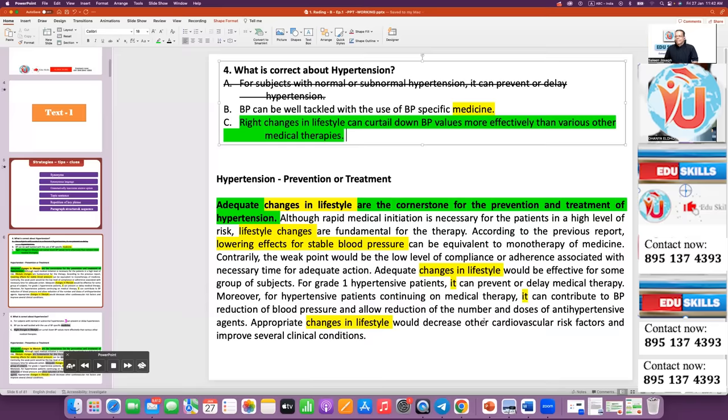Everything says lifestyle changes. It's like you tell the chemo, this is fire. F-I-R-E. Do you get me again? Hello. This is fire. So during elimination, I felt the correct answer for it. For subjects with normal or subnormal hypertension, it can prevent or delay hypertension. For subjects, let me clarify. For grade hypertension, subjects with normal or subnormal. Subjects, do you have normal or subnormal?